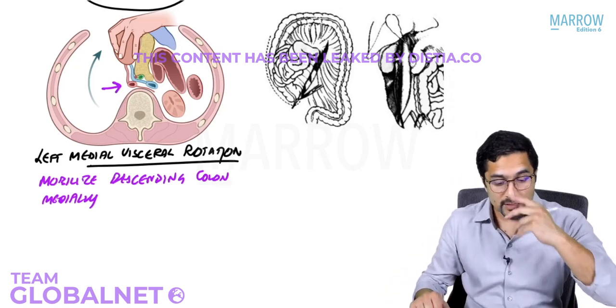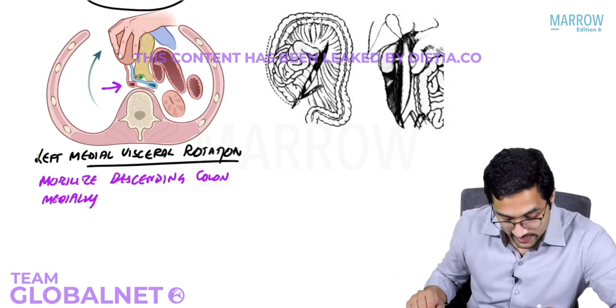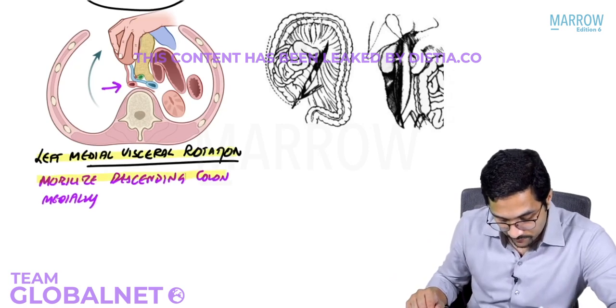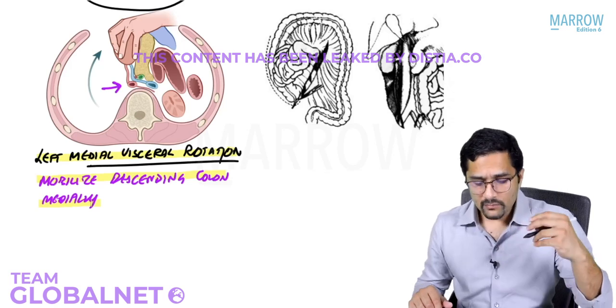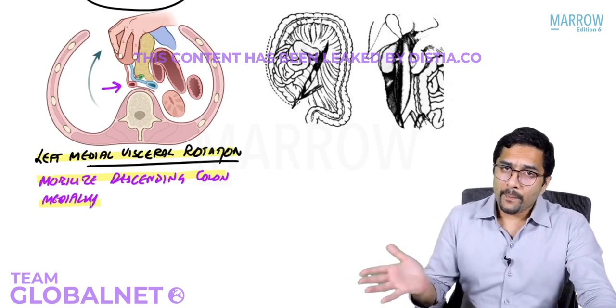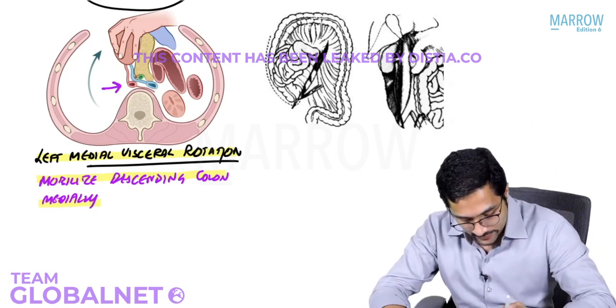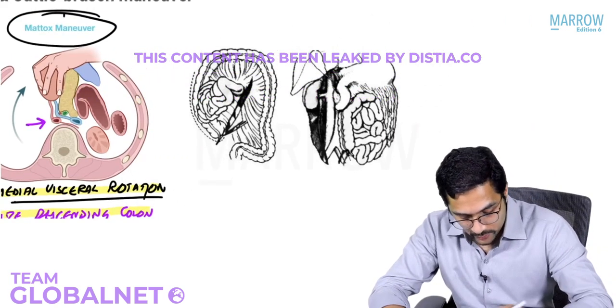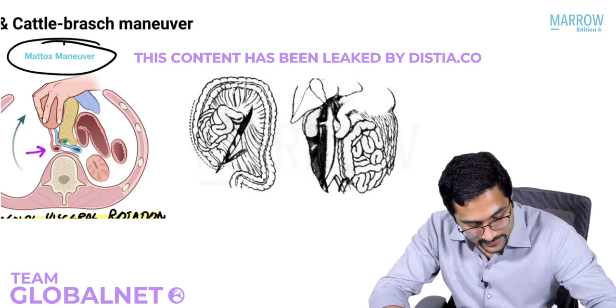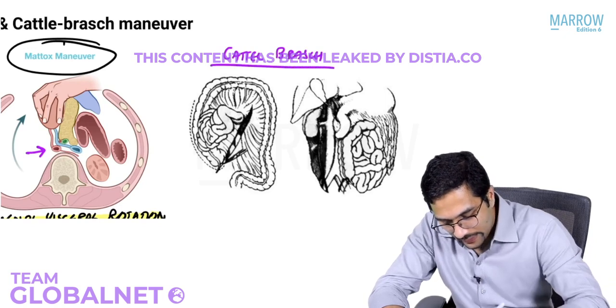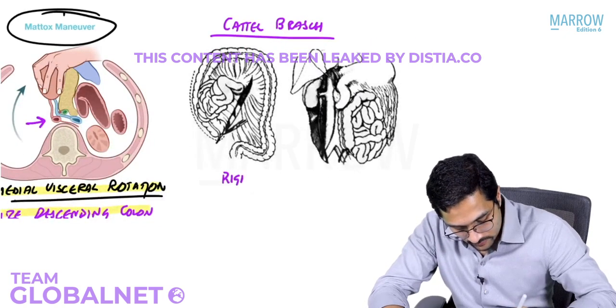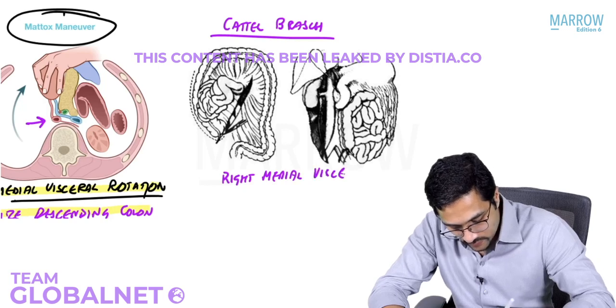This Mattox procedure has been asked in the exam. It is left medial visceral rotation, and it is when we mobilize the descending colon medially. Now, you should also know the opposite of Mattox is known as the Cattell-Braasch maneuver, and this is right medial visceral rotation.